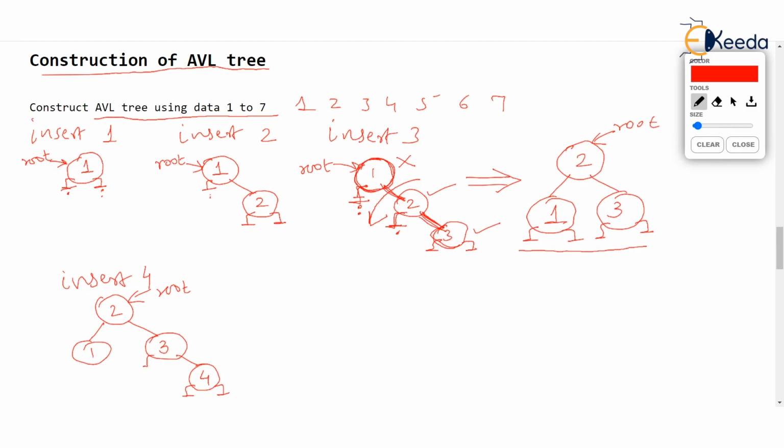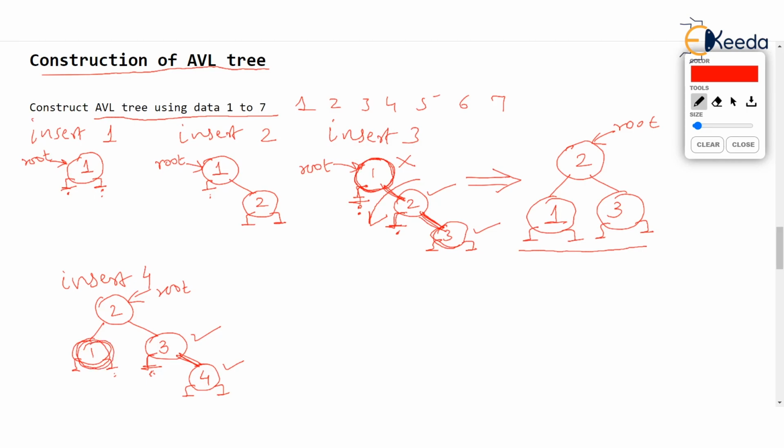Now, question out. After inserting 4, do you see that the tree is balanced? Yes, of course, this tree is balanced. Because from bottom level, 4 is balanced, 0 minus 0. 3 is balanced, 0 minus 1. Check the left height is 0, right height is 1. So 3 is balanced. 1 is anyway leaf, 1 is balanced, 0 minus 0.